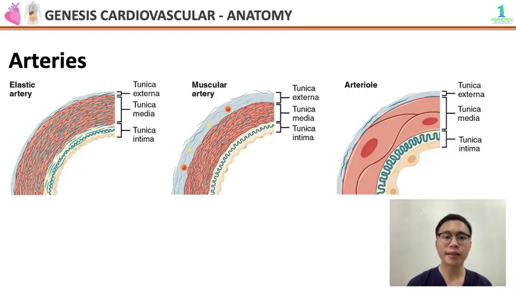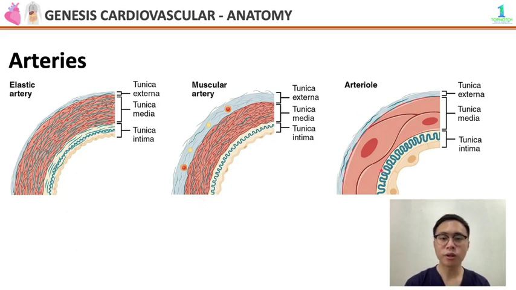So again, comparing them side by side, you have an elastic artery over here. You have a muscular artery and an arteriole. No? So lahat sila may tunica intima, tunica media, and tunica externa. But yung difference is yung relative thickness. Again, kapag elastic artery, tignan nyo, napakakapal ng tunica media. Very prominent is the presence of elastic fibers. Sa muscular artery, less prominent na yung tunica media, no? Kumakapal na rin yung tunica externa. And then less din yung elastic fiber content niya.